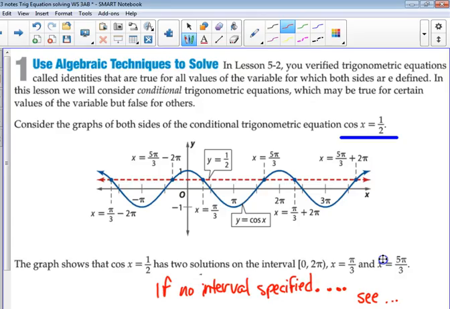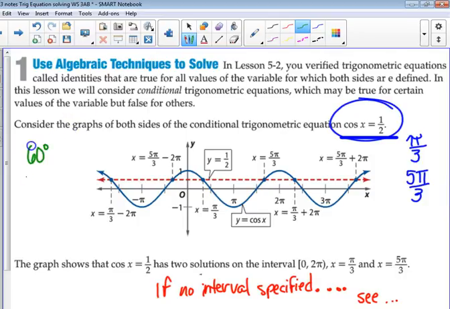Okay, so let's talk about it in terms of this equation right here. You got your unit circle out? Okay, where is the cosine 1/2? On your unit circle, the cosine is 1/2 at pi over 3 and 5 pi over 3. Now, I'm going to talk about that in degrees for just a second because we all think in degrees, right? So it's 60 and 300, yes? Okay.